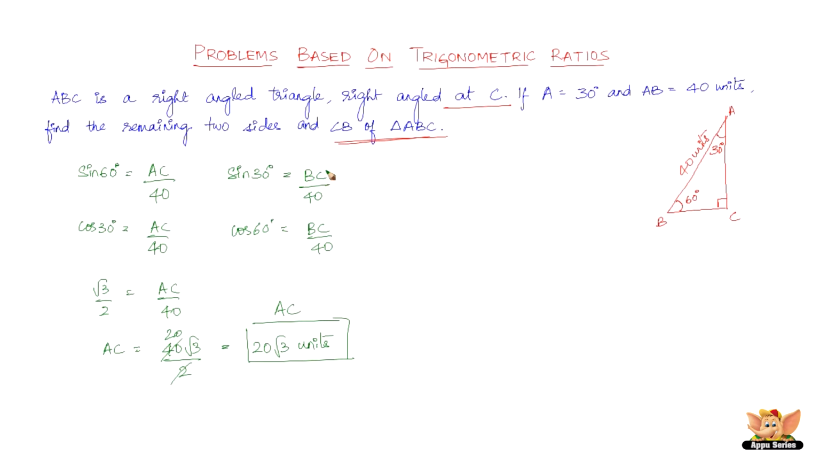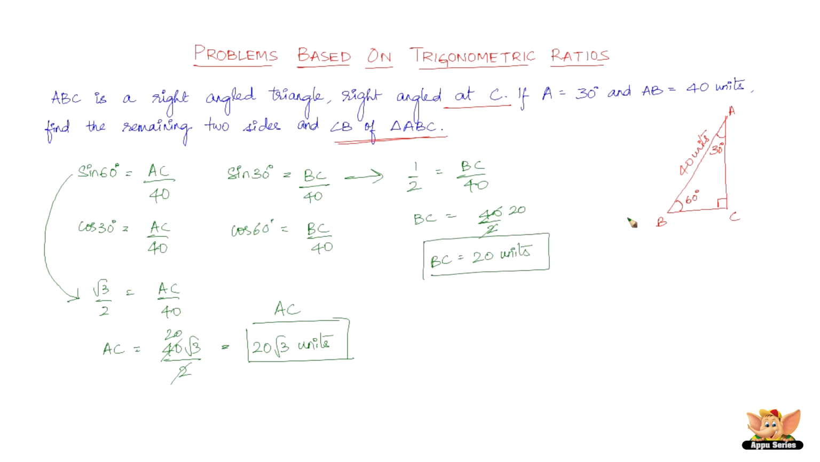Now let us find BC. Say sine 30. I'll just mark it here so that you don't get confused. Sine 30 is nothing but 1 by 2. 1 by 2 equals BC by 40. So BC equals 40 by 2. Two goes 20 times in 40. So BC equals 20 units.